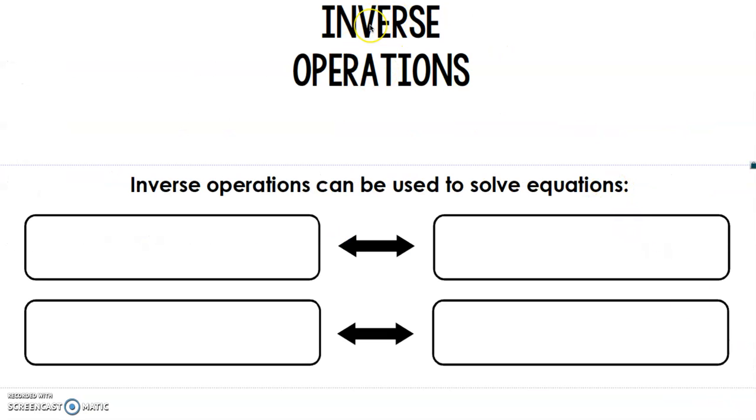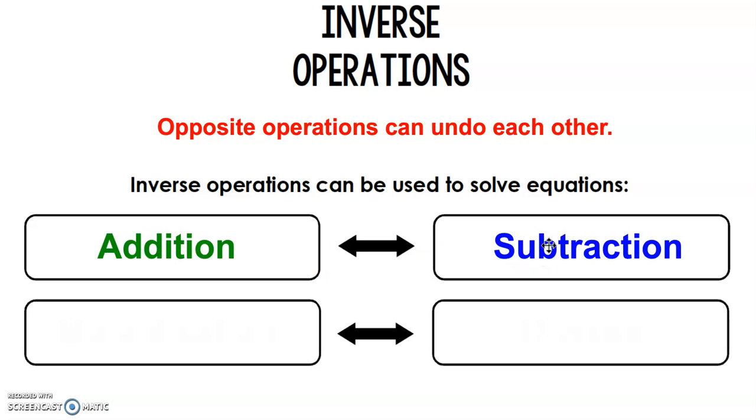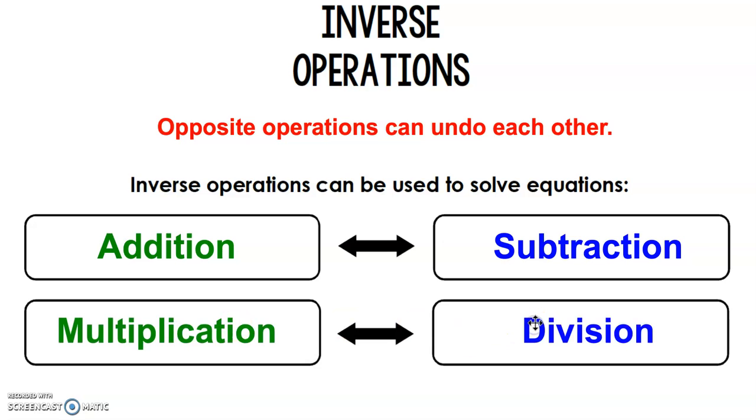Alright, first let's talk about what inverse operations are. Inverse operations are opposite operations that can undo each other. So what's the opposite or inverse operation of addition? Subtraction. So addition and subtraction are inverse operations of one another. Multiplication and division. These are inverse operations of one another. So we can use the inverse operation to undo the operation that's there.